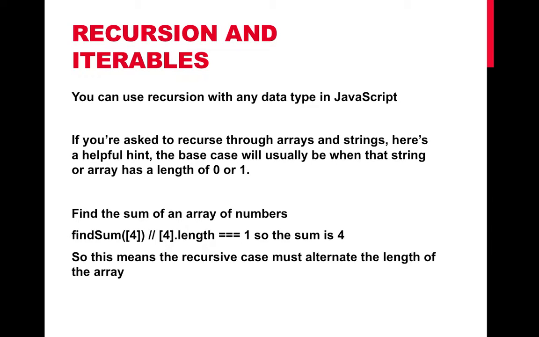So this means that the recursive case must alter the length of the array. I'll leave you to solve this problem by yourself. It's not too bad if you understand what I just told you about recursion in the factorial problem and understand the call stack from the countdown problem. You can solve this no problem, but you do have to alter the length of the array to find the base case and to find the sum. So go ahead, try it out. Go for it.